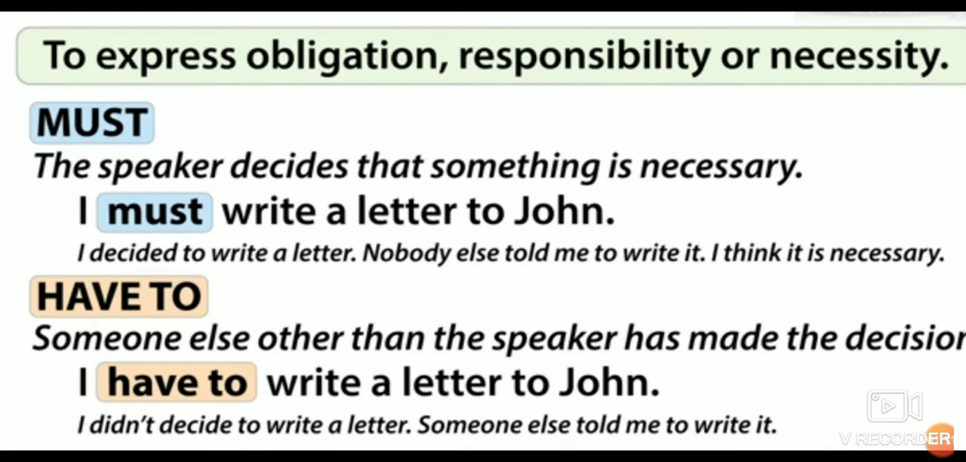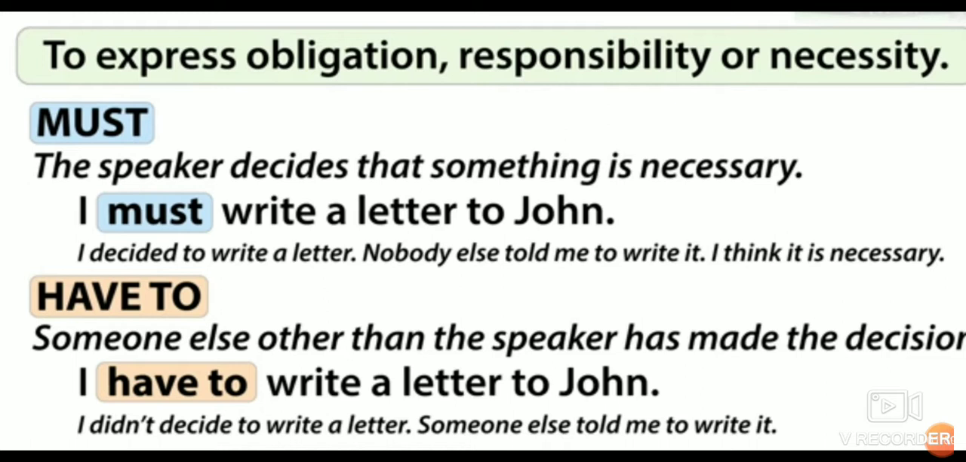So in the first sentence, I must write a letter to John. The speaker decides that something is necessary, that he must write a letter, isn't it? I decided to write a letter. Nobody else told me to write it. I think it is necessary. Nobody is forcing me to write a letter. Getting all of you? Why have I used must here? Because nobody else is forcing me to do that. I myself decided that I should write a letter to John.